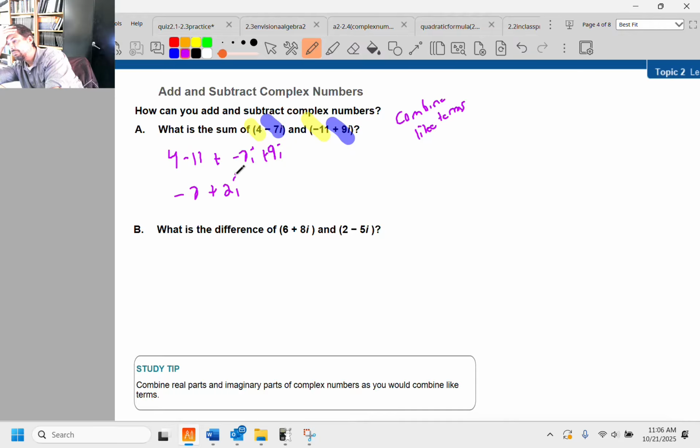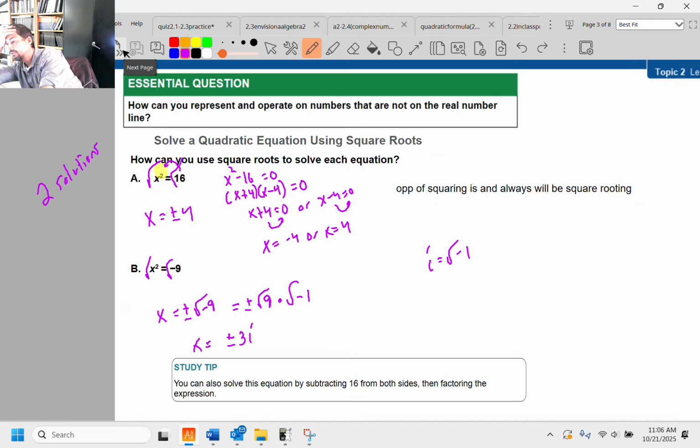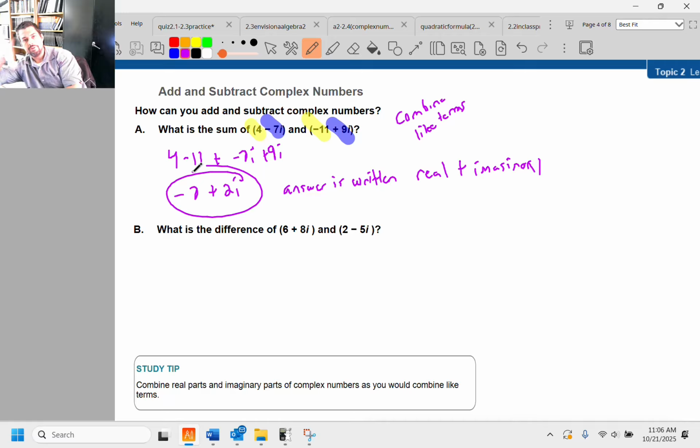Now, I do want you to remember this. It's kind of a big deal. I wrote it down in the notes a minute ago. Written in the form a plus bi, your answer is written real plus imaginary. That's how we write them. And that's how that one was written. The real number comes first, the imaginary comes second.